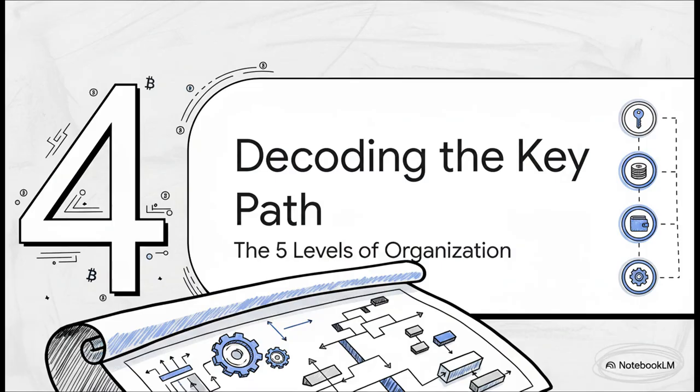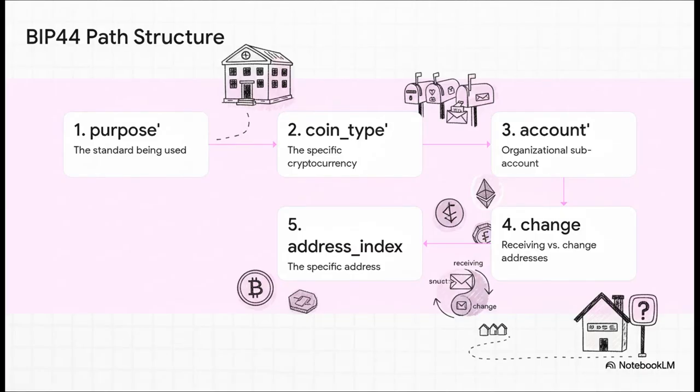So what does this blueprint actually look like in practice? The BIP44 standard is made up of 5 predefined levels, and each one has a very specific job to do. Honestly, the best way to think about this path is like a postal address for your funds. Each level gets more and more specific. It takes you from the general purpose, to the type of coin you're using, down to your specific account, and then finally to the individual address itself.